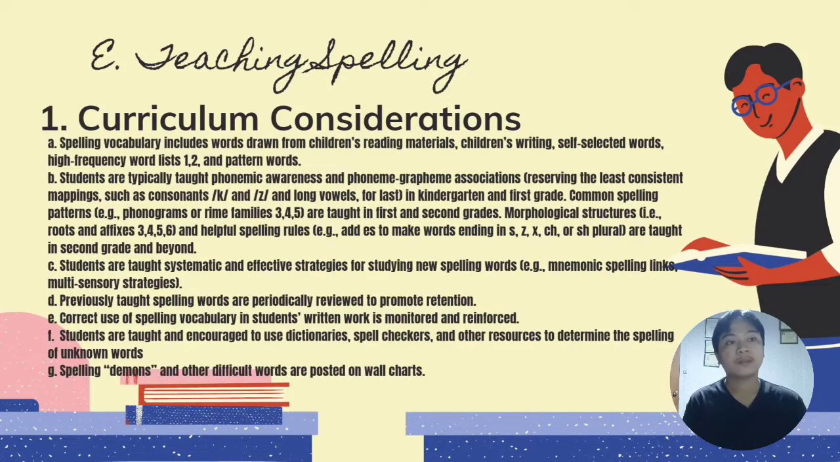Letter G. Spelling demons and other difficult words are posted on wall charts. So what do we mean when we say spelling demons? So a spelling demon is a tricky word to spell. Often words that are usually misspelled. There are words that look wrong even when they are right, so you need to post them on wall charts to take note and increase the learner's vocabulary.